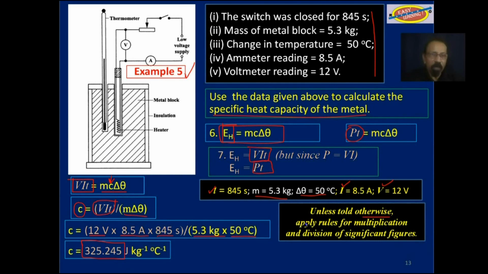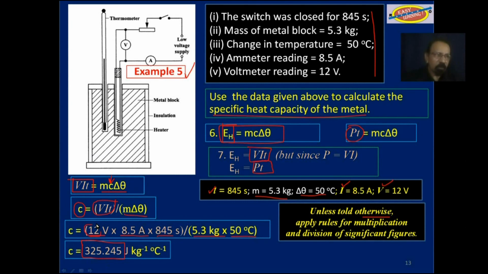Unless told otherwise, apply the rules for multiplication and division of significant figures. You may be told to give your answer to the nearest whole number, or to the nearest tens, or to one decimal place. But if you are not told that, then we fall back on the default situation where we will apply the rules for multiplication and division of significant figures and write our answer accordingly.